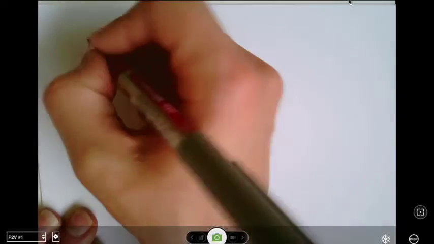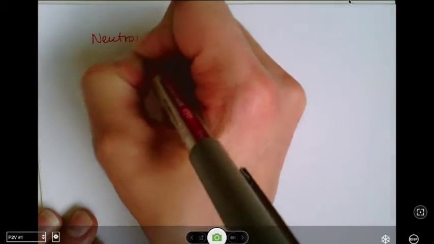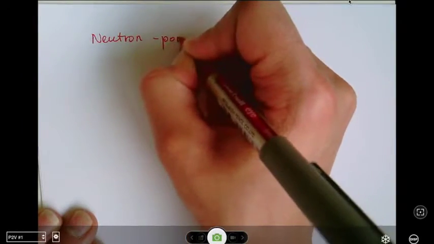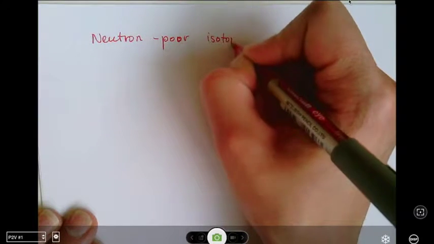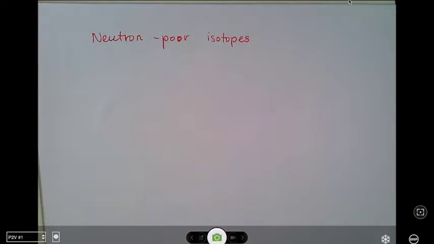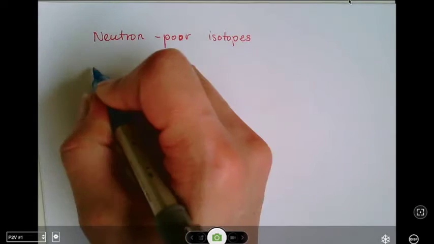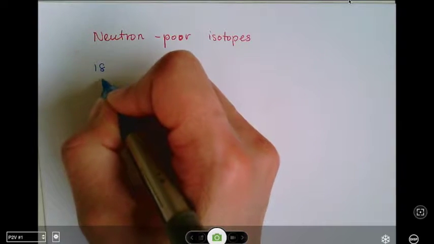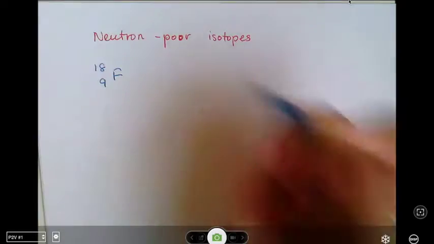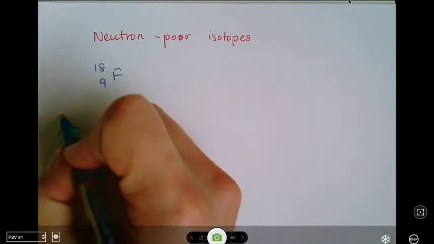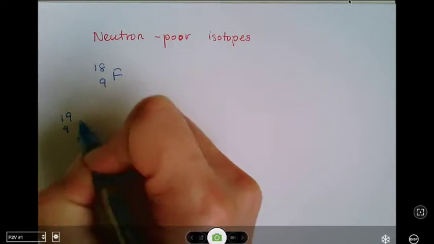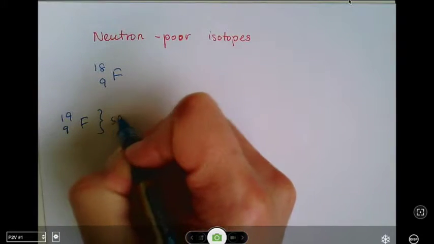Neutron deficient, or neutron poor, radioisotopes and how they would undergo decay. So, neutron poor isotopes. One example of a neutron poor isotope is fluorine-18. The stable isotope of fluorine is normally fluorine-19.